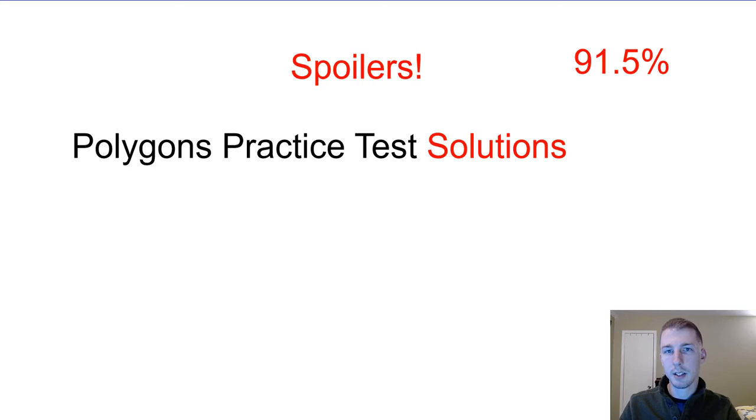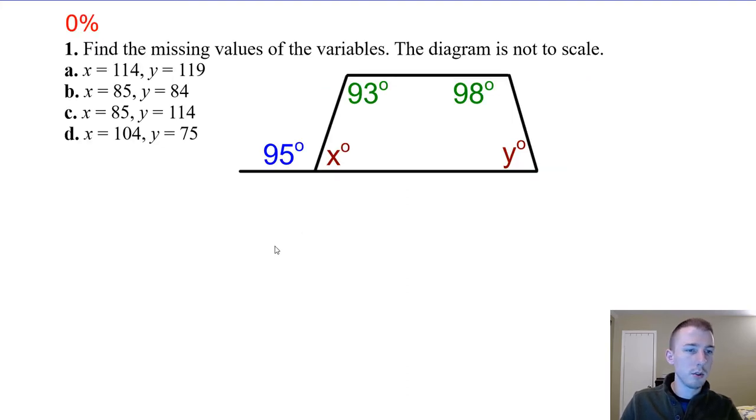We will be taking this test the first day we come back, whether it's Monday or Thursday if you're on the B track. So make sure that you've taken the practice test. At this point, I've only got 10 students who have, so 91.5% of you still need to take this practice test, so make sure you take it on your own before you watch this video to see what you did wrong. All right, find the missing values of the variables.